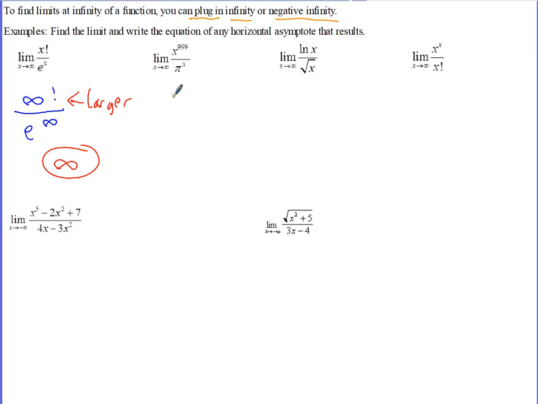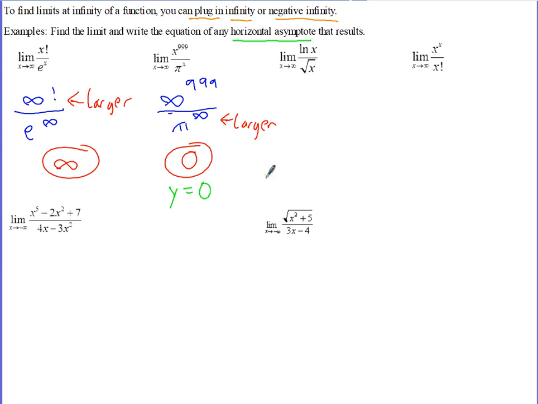Next one, we've got infinity to the 999th power over pi to the infinity. Well, even though the power is really big, the exponential one, pi to the infinity, is eventually much larger than infinity to the 999th power. So this is larger. When the denominator is larger, we get 0. And that means we have a horizontal asymptote. Whenever you get a constant that's non-infinite on these limits at infinity, there's our horizontal asymptote.